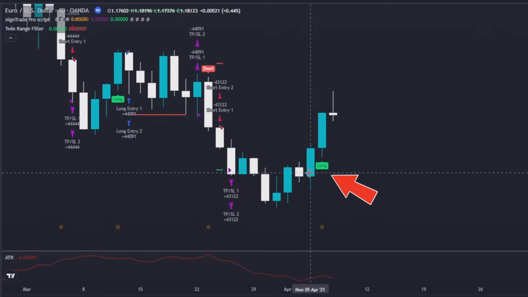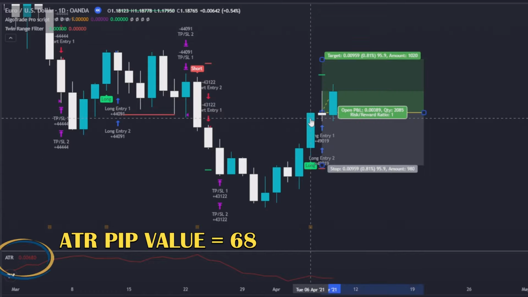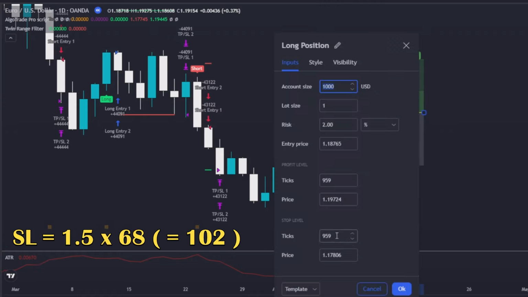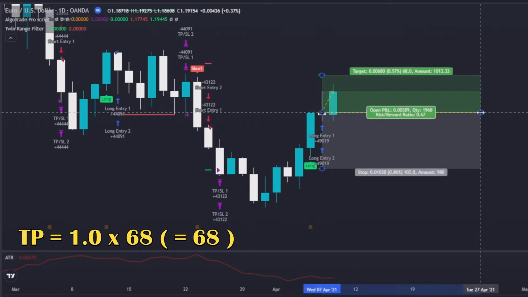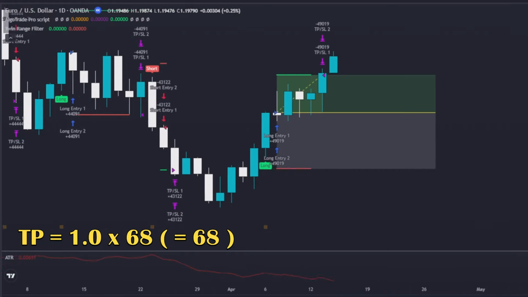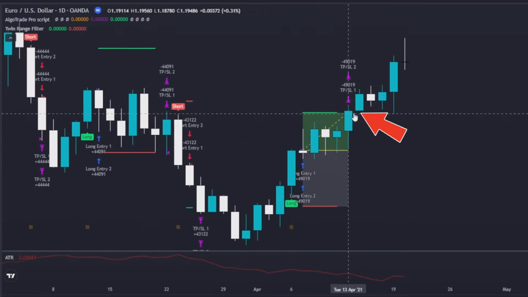Here we have an example of a long signal. The algo considered the entry point after the closure of the signal candle given by the indicator. The stop loss value is 1.5 times the ATR pip value, in this case 1.5 times 68, which is 102 pips. And for the take profit, the value is 1 times the ATR pip value, so in this case 68 pips. This trade will be a profitable one, the take profit was hit here.